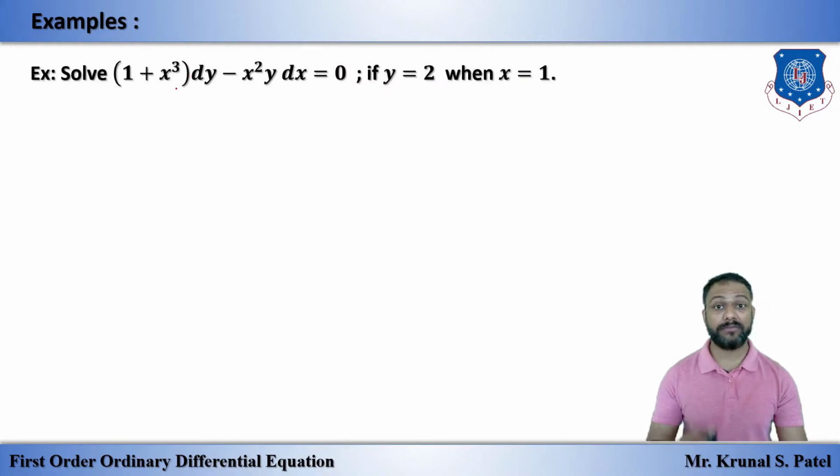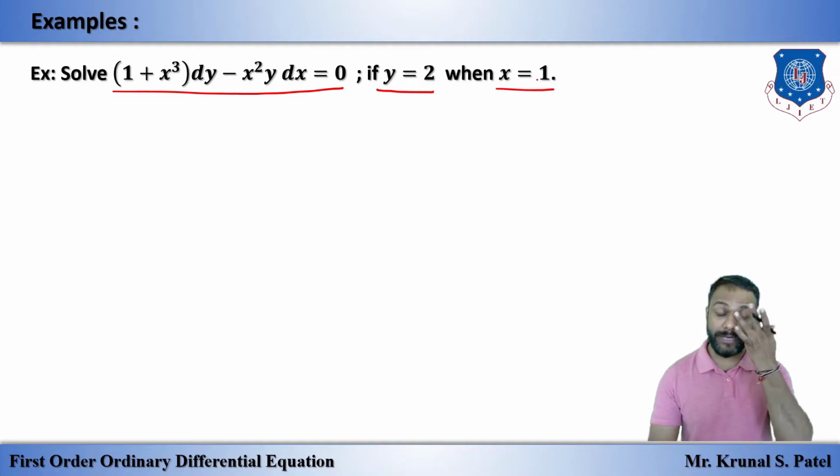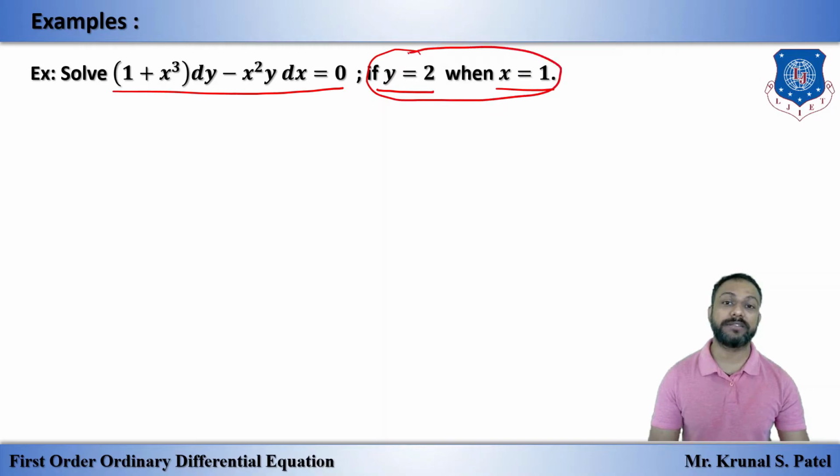The second example will give you a better idea. In this example we have some condition: y is equal to 2 when x is equal to 1. This kind of example is known as an initial value problem. In this kind of example, the initial value is given, which we will use after getting the general solution, and by using this we will find the particular value of that arbitrary constant, and we will get the particular solution.